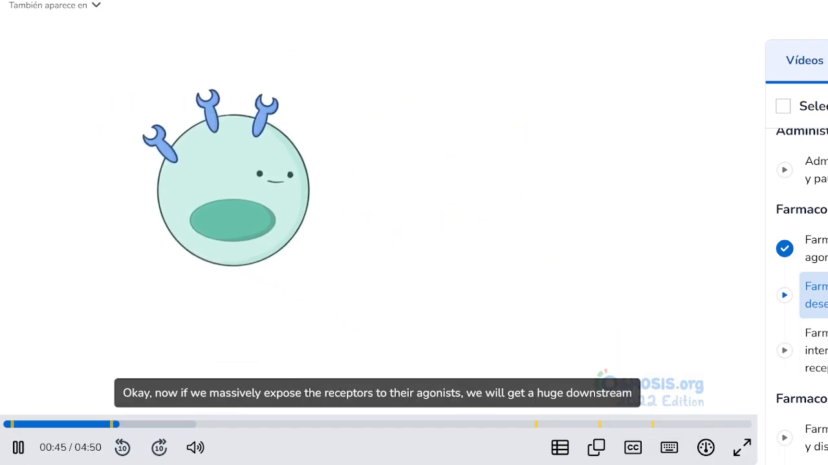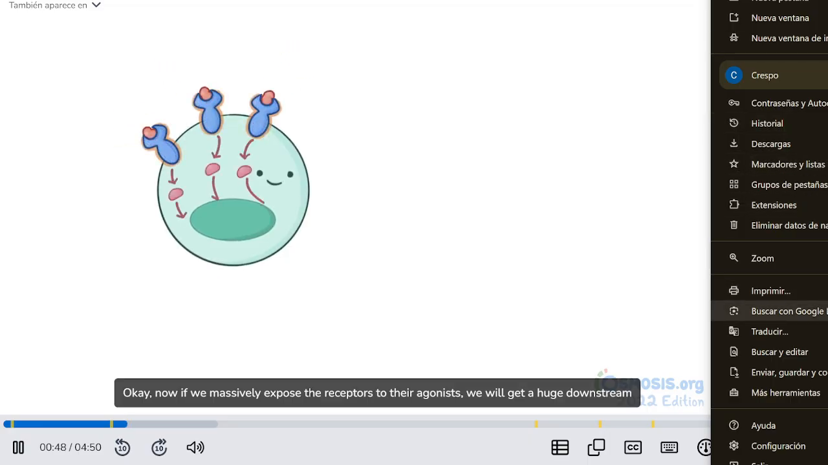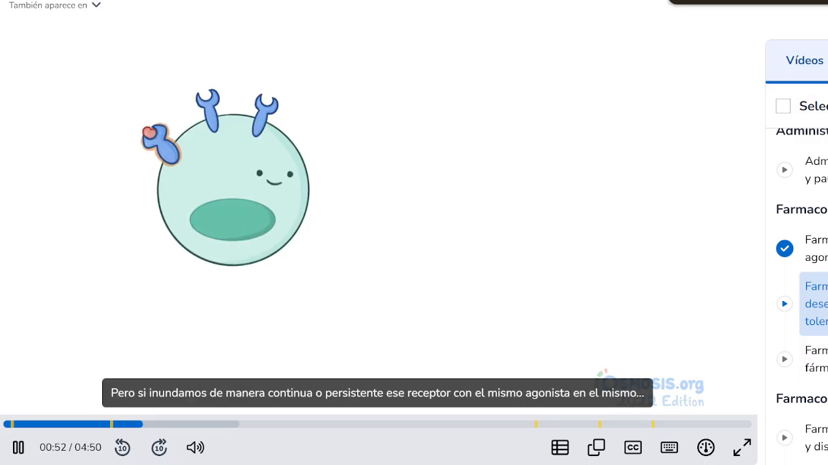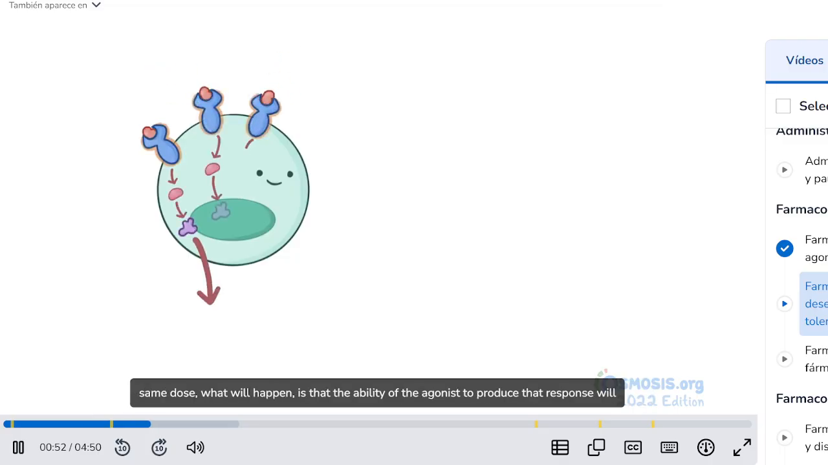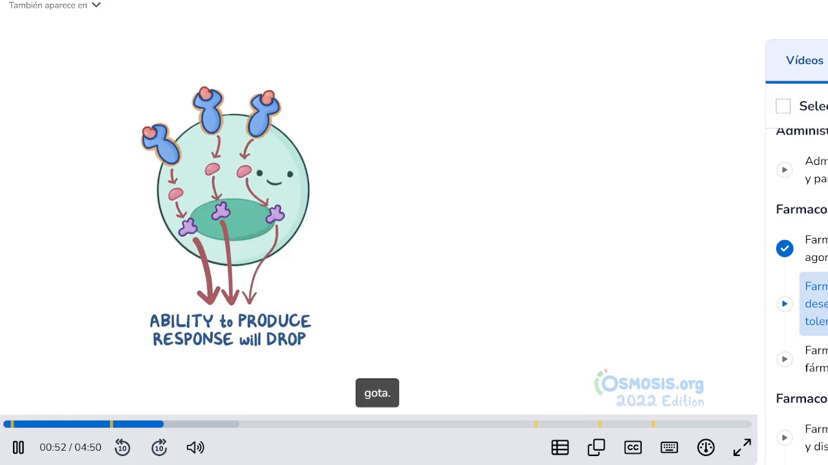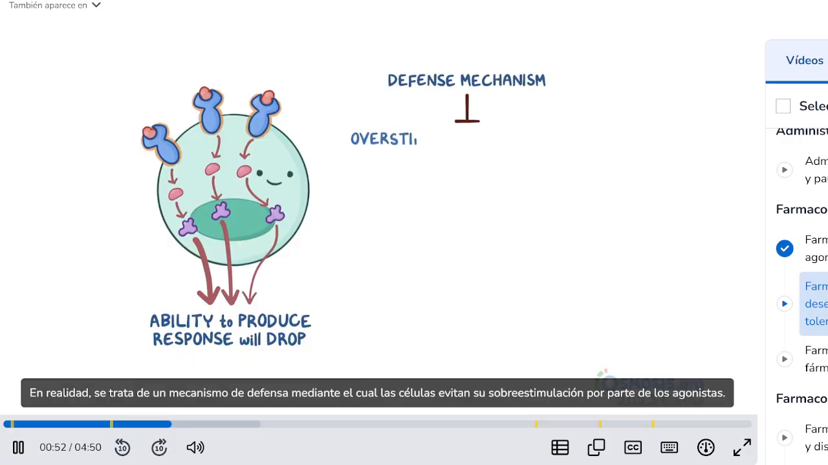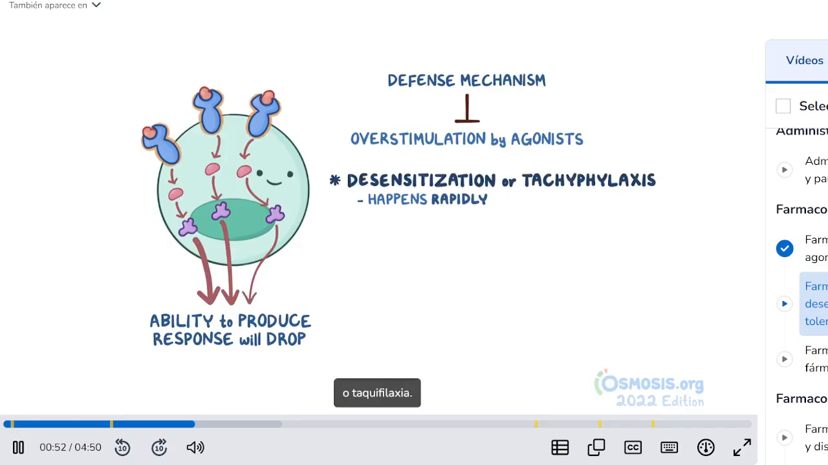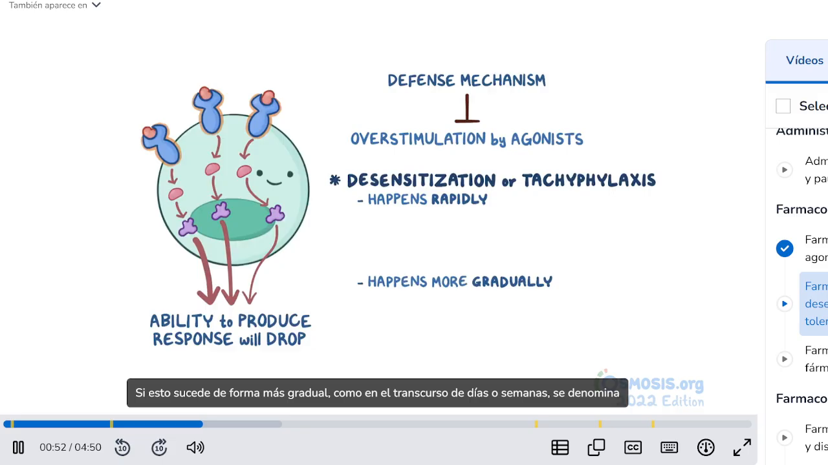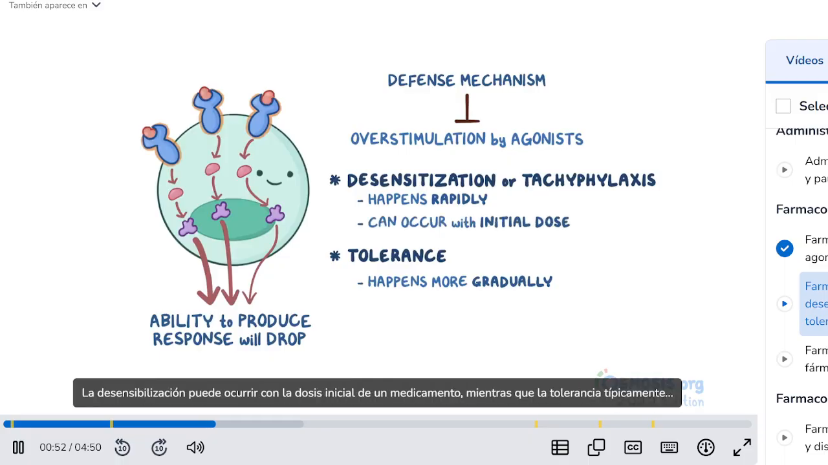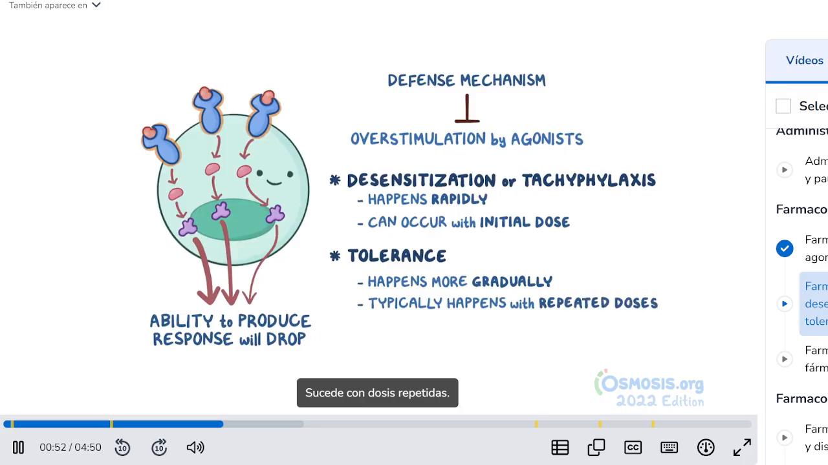Okay, now if we massively expose the receptors to their agonists, we'll get a huge downstream signal cascade and cellular response. But if we continuously or persistently flood the receptor with the same agonist at the same dose, what will happen is the ability of the agonist to produce that response will drop. This is actually a defense mechanism whereby cells prevent their overstimulation by agonists. If this happens very rapidly, like within a few minutes, it's called desensitization or tachyphylaxis. If this happens more gradually, like over the course of days to weeks, it's called tolerance. Desensitization can occur with the initial dose of a medication, while tolerance typically happens with repeated doses.